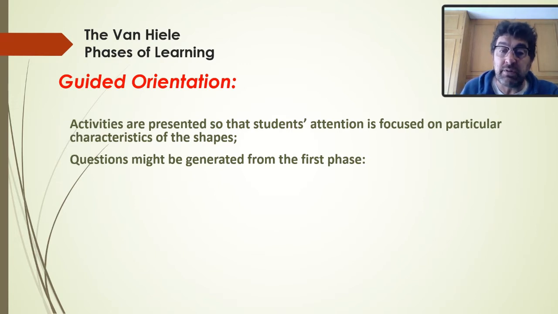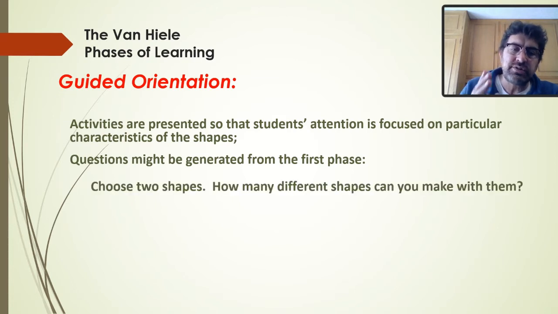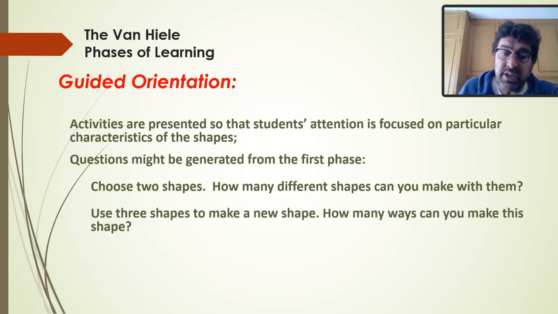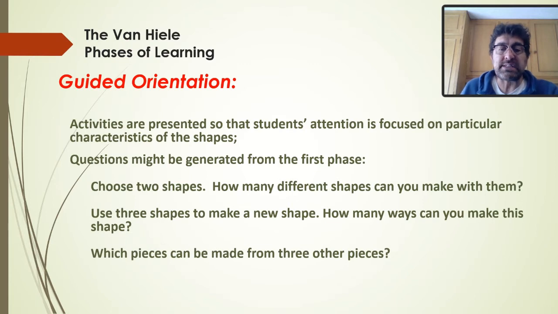Questions might be generated from the first phase, the phase where you gathered information. Choose 2 shapes. How many different shapes can you make with them? Now what that is referring to is the tangrams. Folks, if you don't know what a tangram is, please read up on it. It is an enormously useful tool in the geometry classroom, especially in the earlier grades. Use 3 shapes from the collection of tangram shapes you have to make a new shape. How many ways can you make that shape? Which pieces can be made from 3 other pieces or 3 other shapes in the tangram collection?